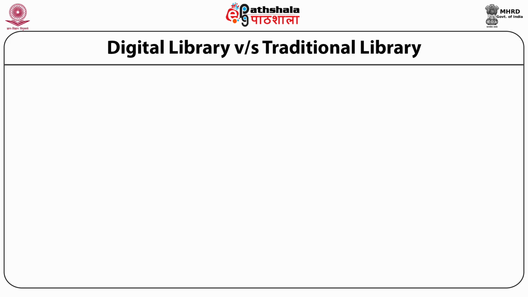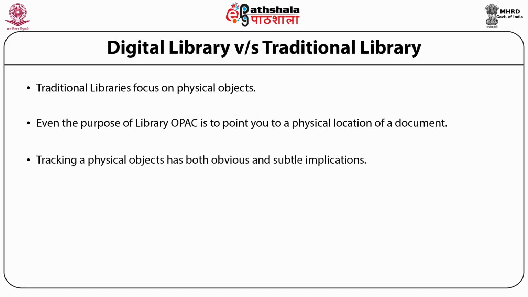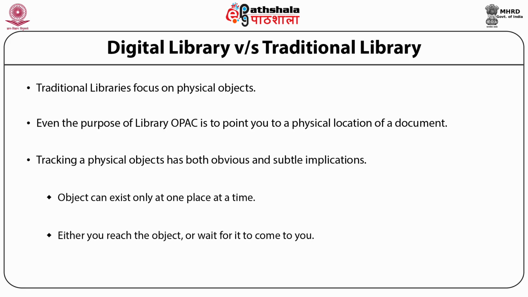Distinction between digital library versus traditional library. Let's now examine the distinction between a digital library and a traditional library. Traditional libraries are focused on physical objects. The traditional libraries are built around physical objects available in the libraries. Even the purpose of a library OPAC is to point out the physical location of a book or a document available in the library. Tracking of physical objects has both obvious and subtle implications. Objects can exist only at one place at a time. Either a user can access the object or wait for it to come to him or her.